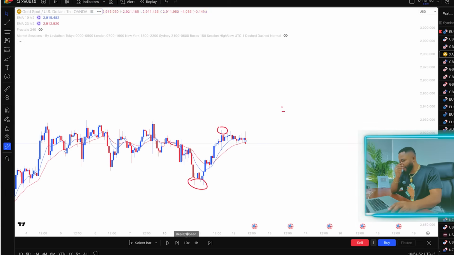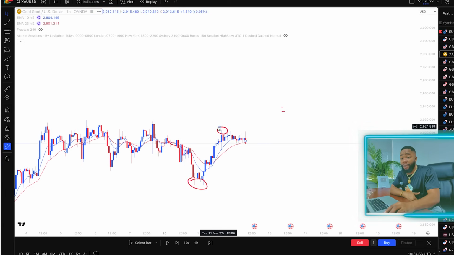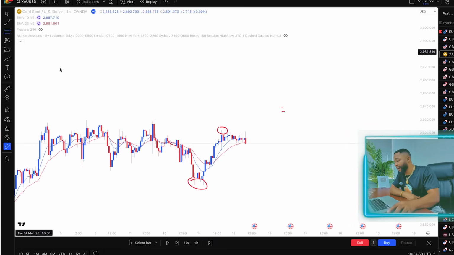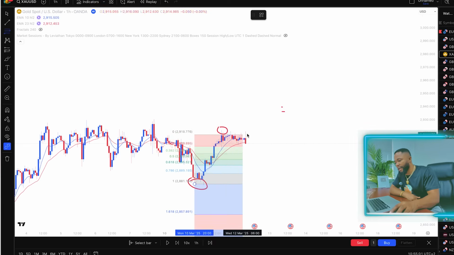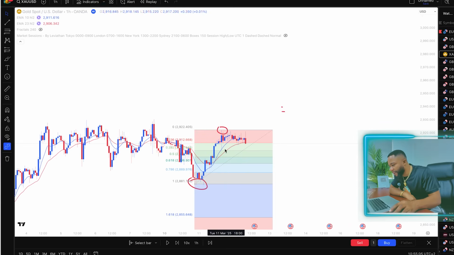So for now, you can already see very clearly that this was our most recent swing high. This was our most recent swing low. So I can bring in my fib from here right up to here. Then I just leave it there. I'm waiting for the market to push back.